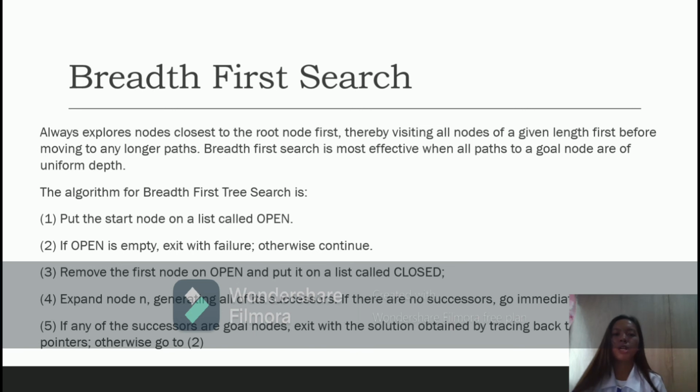The next method is the breadth-first search. Breadth-first search always explores nodes closest to the root node first, thereby visiting all nodes of a given length first before moving to any longer paths. It pushes uniformly into the search tree. Breadth-first search is most effective when all paths to a goal node are of uniform depth. It is a bad idea when the branching factor, the average number of offspring for each node, is large or infinite.